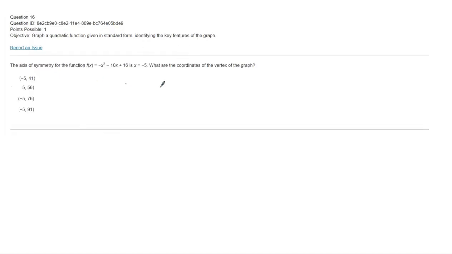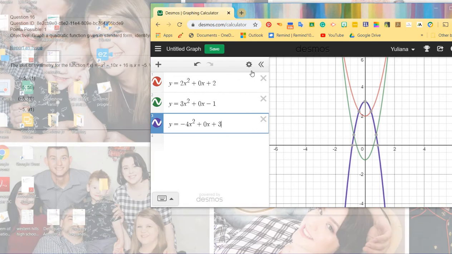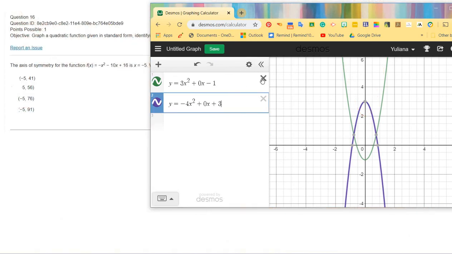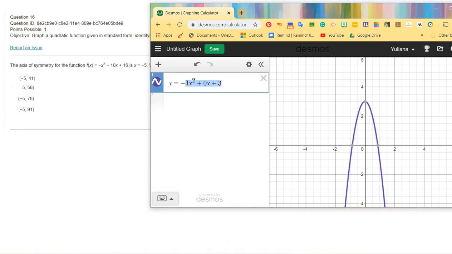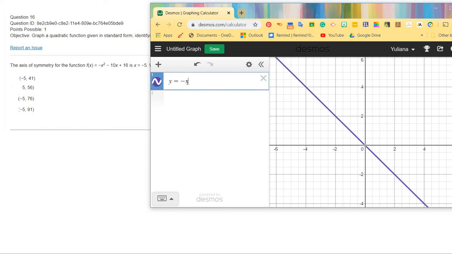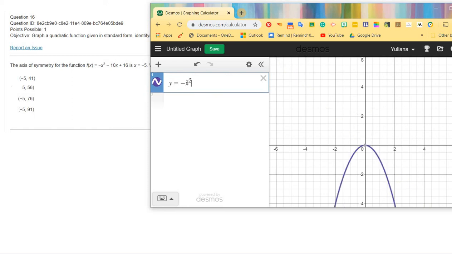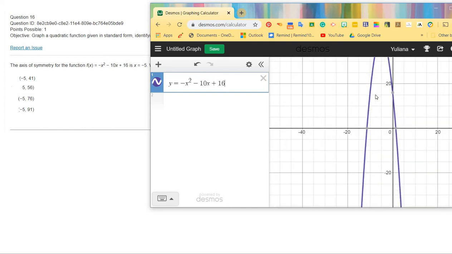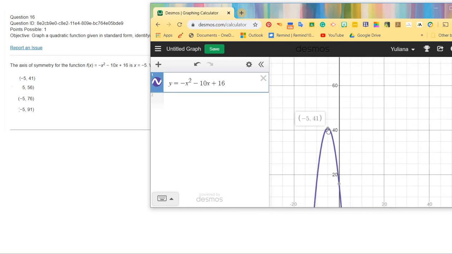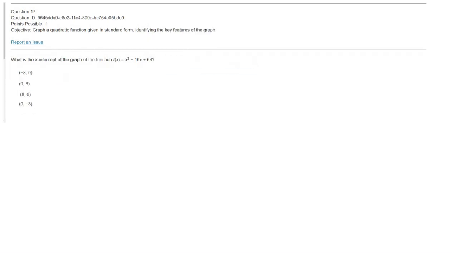Okay, so the axis of symmetry of the function, what are the coordinates of the vertex? And so you're looking at, again, just graphing this one. Okay, so if I graph -x² minus 10x plus 16, and you might have to zoom out a little bit, right? So my vertex is at -5 and it looks like 41.